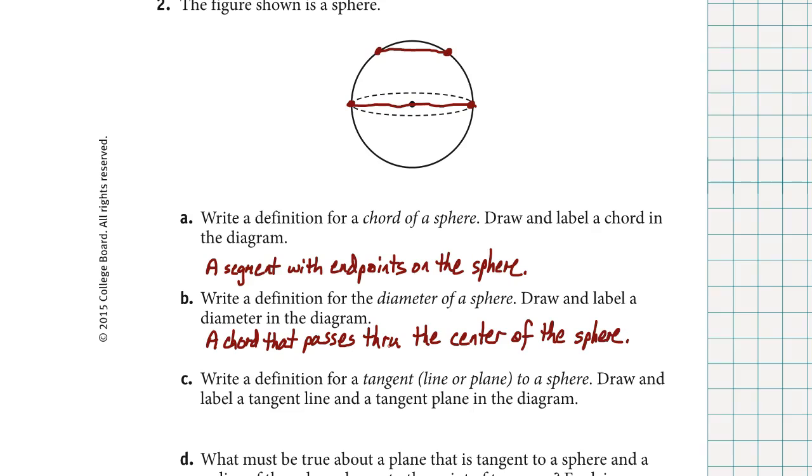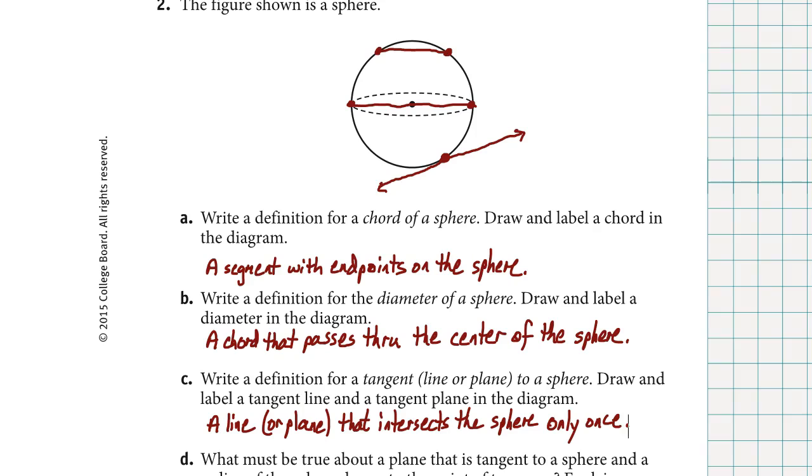Question C, write a definition for a tangent line to a sphere and draw and label a tangent line. On a circle, a tangent is a line that touches the circle in exactly one spot. We can do the same thing on our sphere. Let's find a dot on the sphere and then draw a line so that it barely grazes the sphere at that dot, so that it only touches the sphere at that one dot. That's a tangent line. And here's the definition of tangent line. A line that intersects the sphere only once.